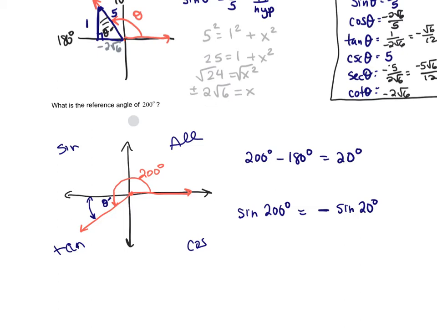Now, the hard part about answering this, and we really can't answer this right now, is we really don't know what the sine of 20 degrees is. The only ones we really could do is if it was 30, 45, or 60, because we do know those triangles and their ratios, how they work out every time.